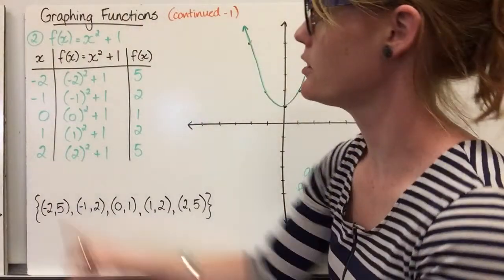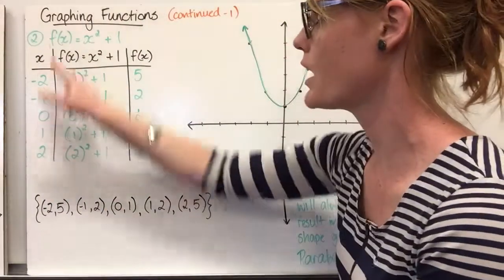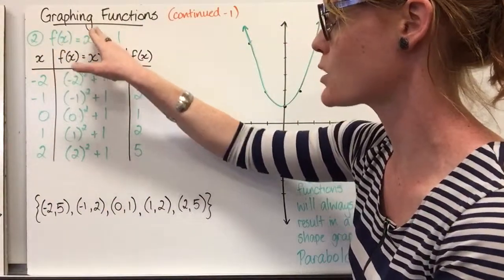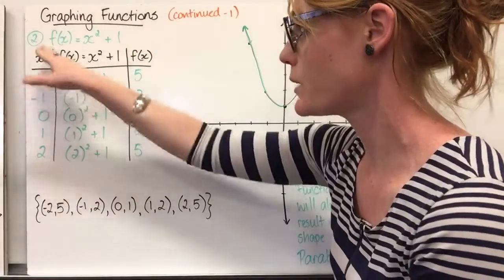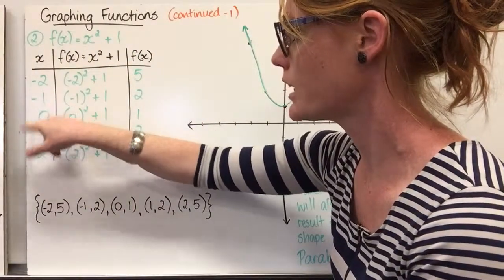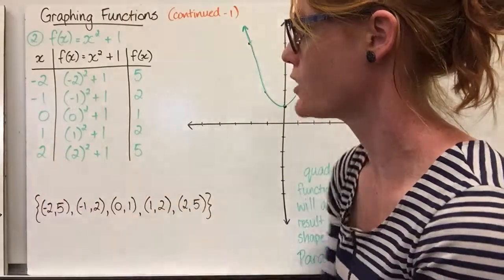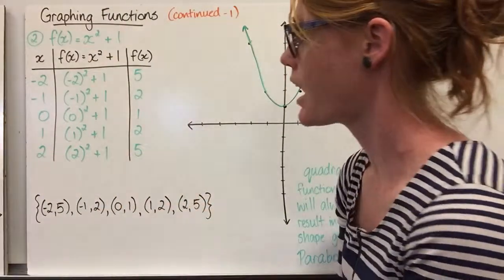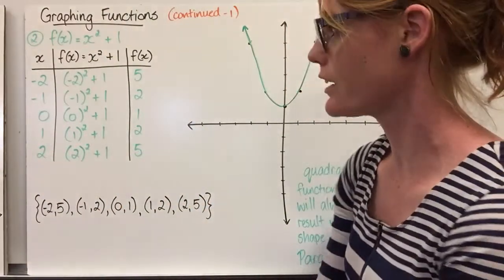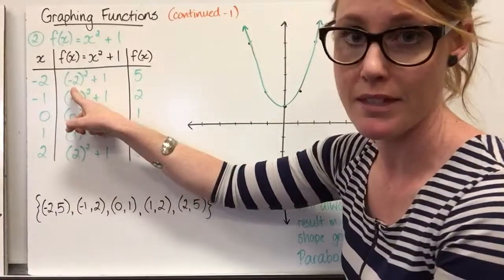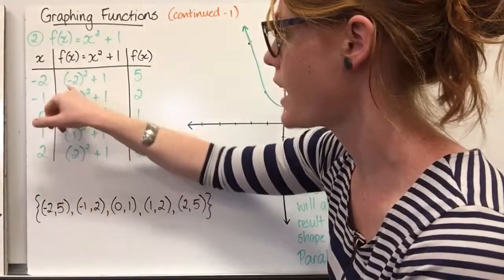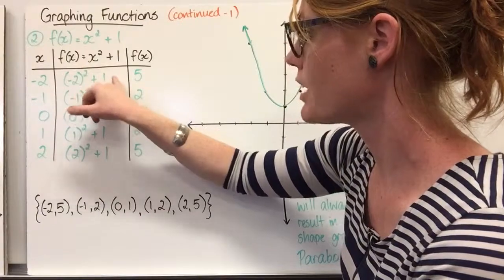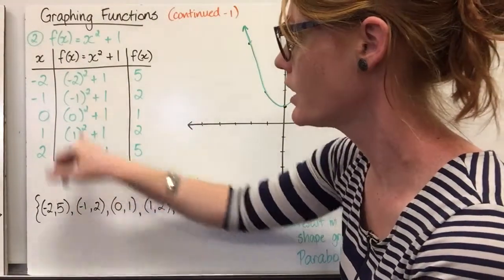Graphing functions continued. Our second example here, we have the function f(x) equals x squared plus 1. So our input values are -2, -1, 0, 1, and 2. And if we plug our x values into our function f(x), again using parentheses for our input values, we have (-2) squared plus 1, which gives us 5.